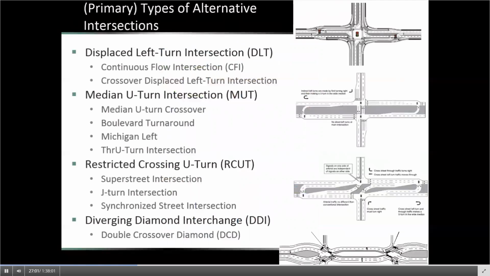The 4 intersection types that are the alternative intersections, in addition to roundabouts that are part of Every Day Counts, that are reflected in the guides, and are also all integrated in the new Highway Capacity Manual, are the displaced left turn, which is also known as a continuous flow intersection, the median U-turn, which also comes by other names, the restricted crossing U-turn or RCUT, and the diverging diamond interchange, or DDI. This slide shows various other names that have been used for these intersections, just in case in your state or your jurisdiction a different expression is used.